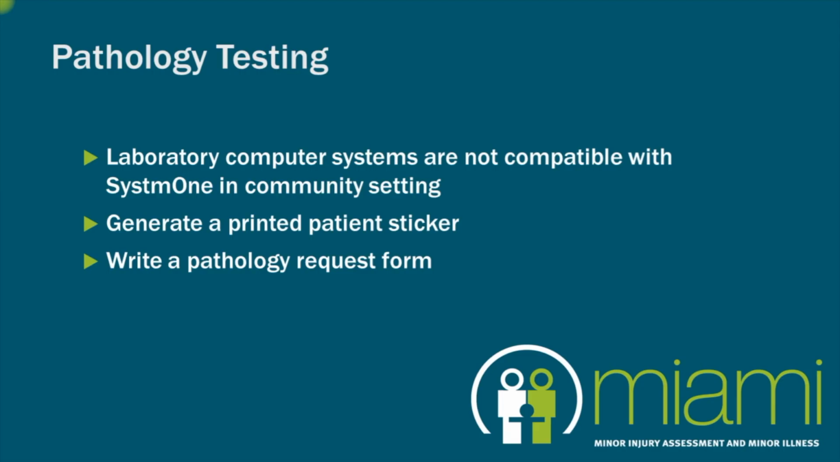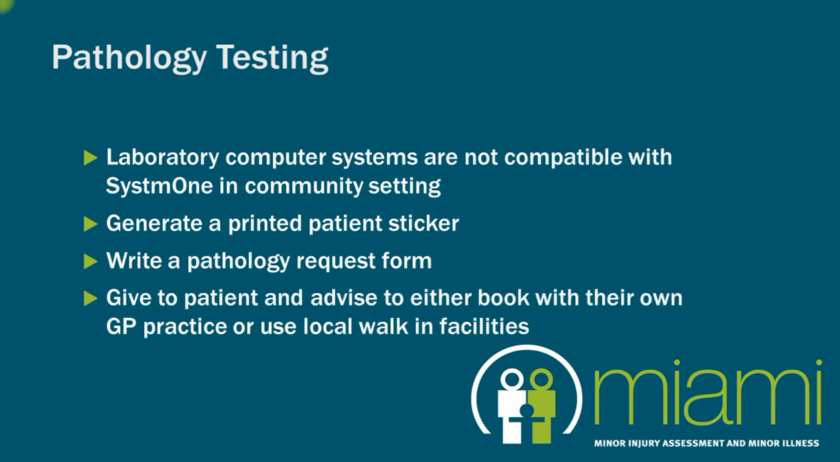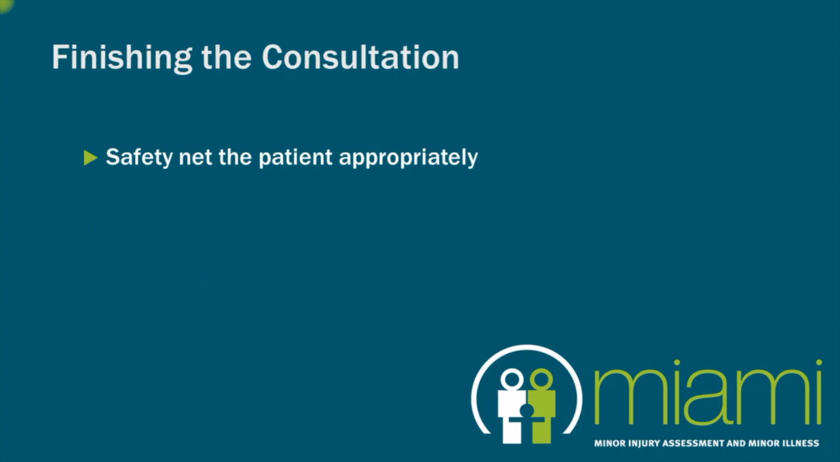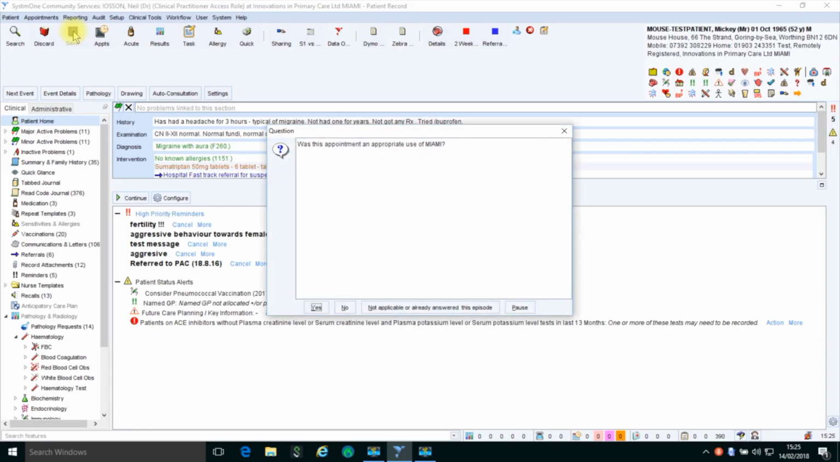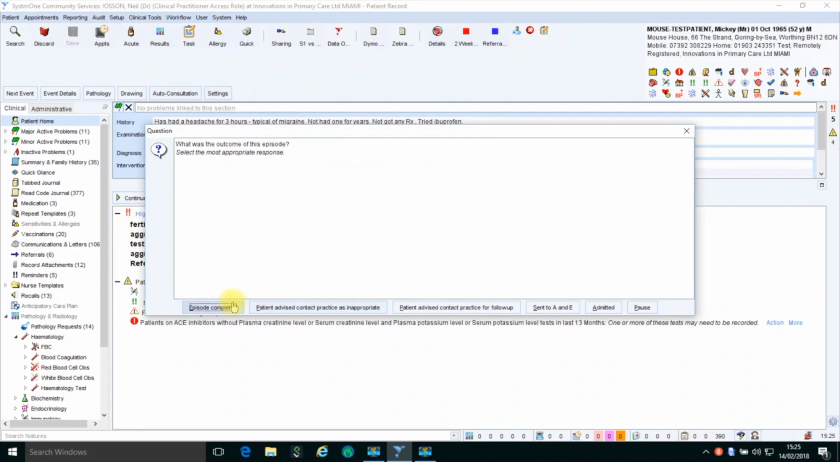You need to complete a pathology request form, filling in the relevant details, and give the patient the form and advise them to book the blood test either with their own GP practice or to use whatever the local walk-in facilities are in your area. The results will go back to the GP practice for follow-up. If you think that the blood test is extremely urgent, then it is possible that you should be considering referring the patient for admission. When you finish the consultation, make sure you safety net the patient appropriately. You'll see a pop-up questionnaire that just asks you about the outcome of the consultation. This is for audit and statistical purposes.